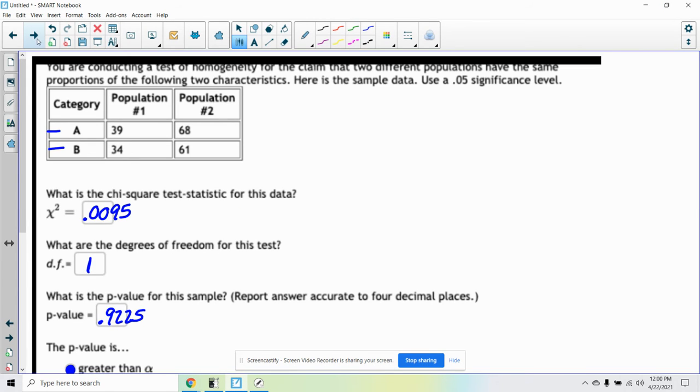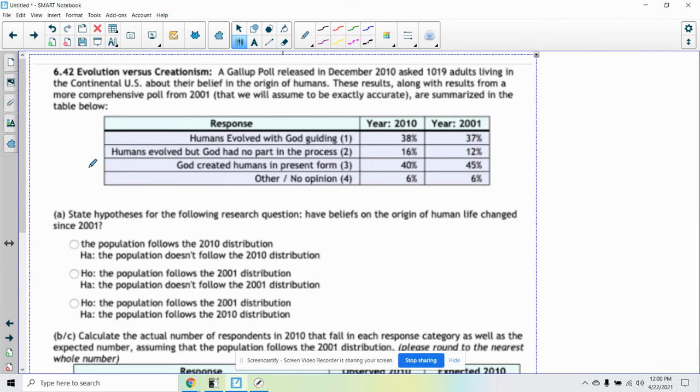And the last one, sorry about that, is the Gallup poll released in December 2010 asks 1,019 adults living in the United States about their beliefs in the origins of humans. Okay, it says state the hypothesis for the following research question. Have beliefs on the origin of life changed since 2001?